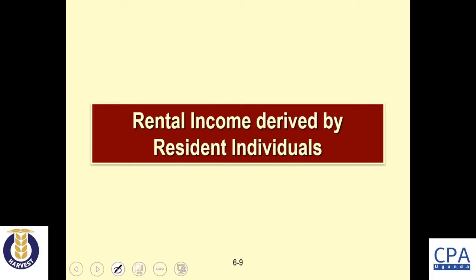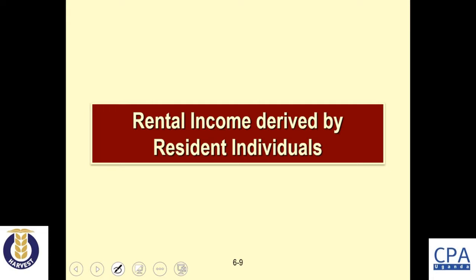We continue by looking at the rental income that is derived by resident individuals. And of course, in our very first lecture, we looked at who is a resident individual. I want to go back to that here. You can still go back to our lecture platform and pick up the lecture and understand who is a resident individual. And again, here we are saying that the resident individual definition is still given in section 2. You can still go and pick it in that section there.